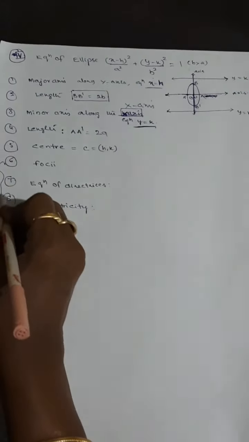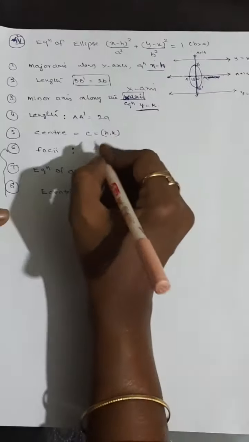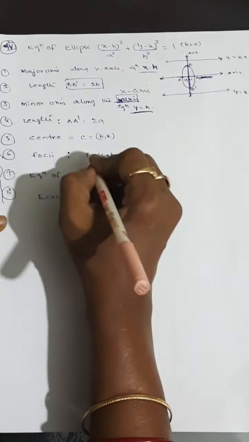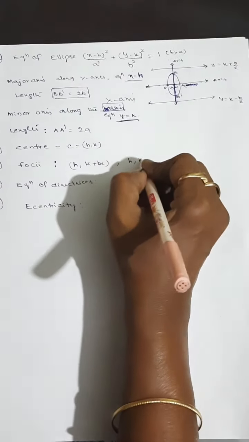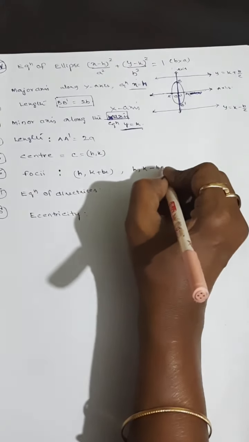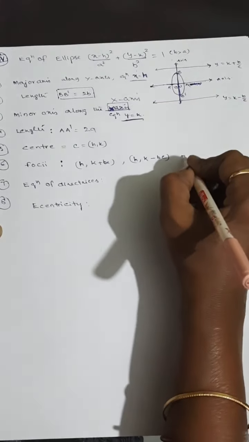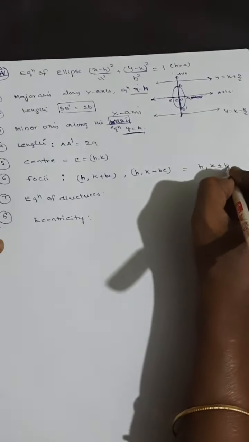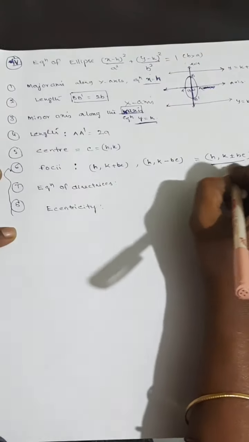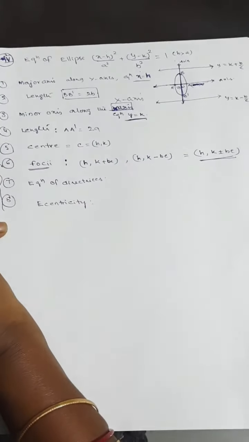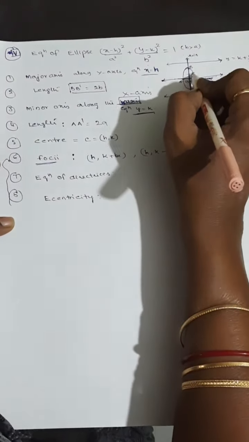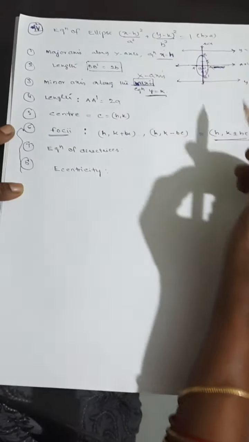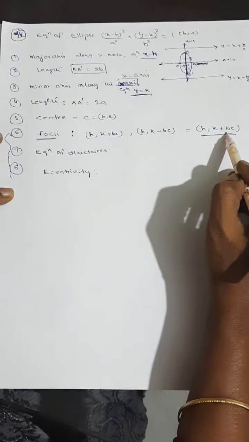And these 3 points are very important. Foci are (h, k plus be) and (h, k minus be). This can be briefly written as (h, k plus or minus be). These are the coordinates of the foci. Okay? One focus is S, another focus is S dash. So, the coordinates of the foci are (h, k plus or minus be).